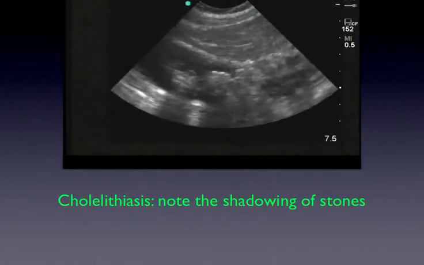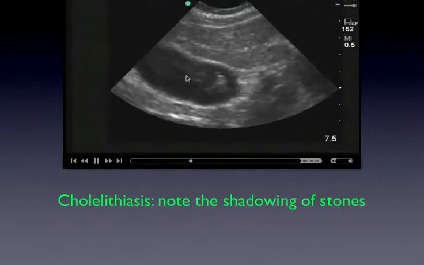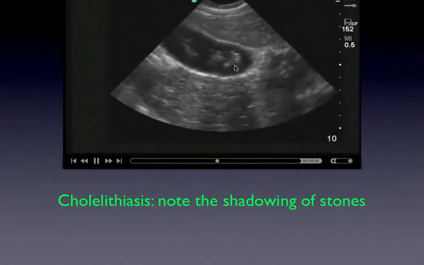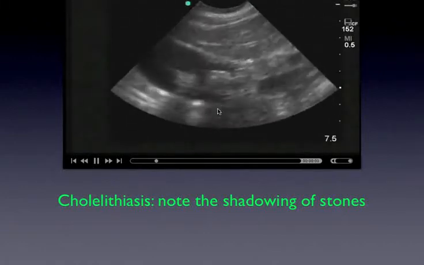Now here's cholelithiasis. Gallstone's over here, and then you can see the shadowing.